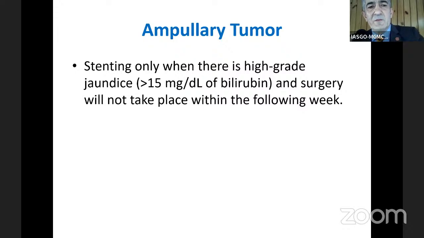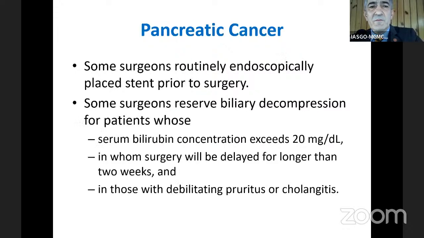And they advise stenting only when there is a high-grade jaundice, more than 15 milligram per deciliter of bilirubin, and surgery will not take place within the following week. As for pancreatic cancer, some surgeons routinely place an endoscopic stent prior to the surgery.